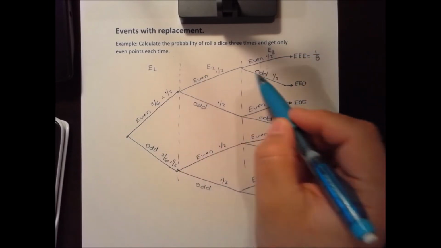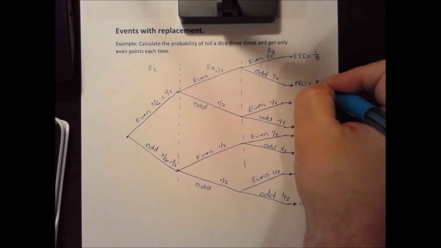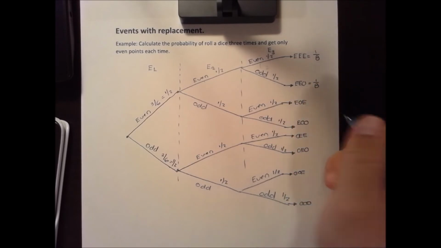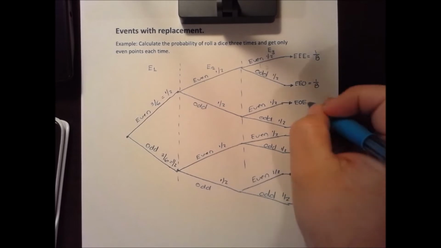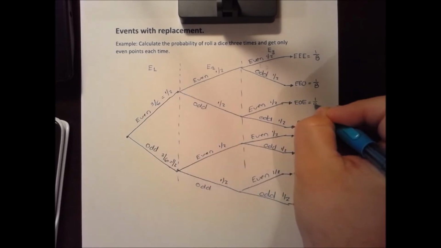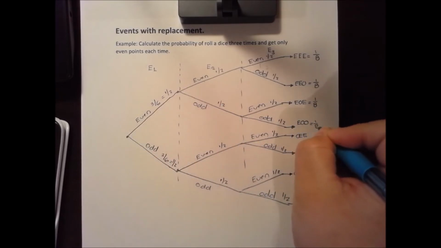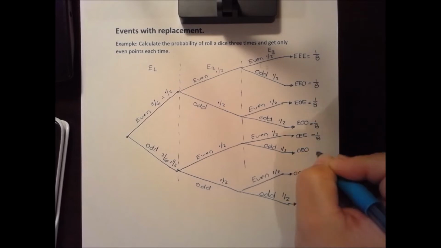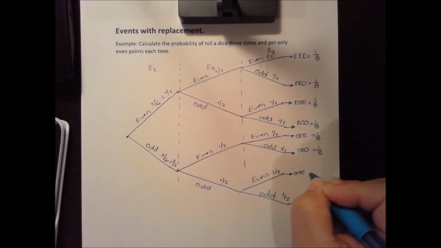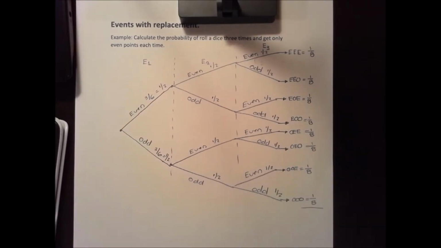So how much is going to be the probability of even, even, odd? In that case, it's going to be 1/8, because the probability will be the same. Here is even, odd, even. It's going to be 1/8. Even, odd, odd, 1/8, 1/8, 1/8, 1/8, and 1/8. Okay? How do we know that our sample space is okay?